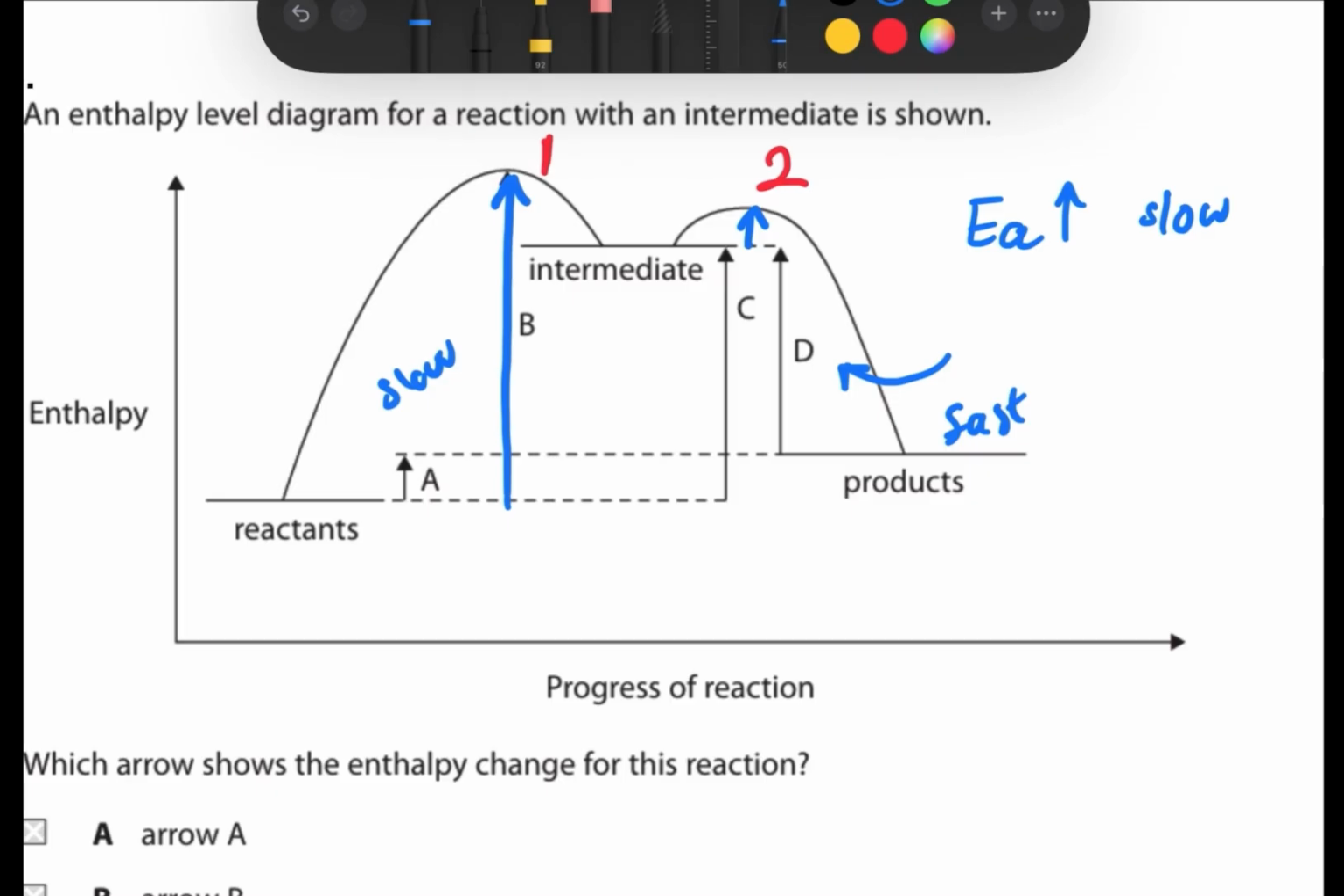And just keep in mind the intermediate is a species that appears within the reaction and cannot be seen after the reaction has happened.